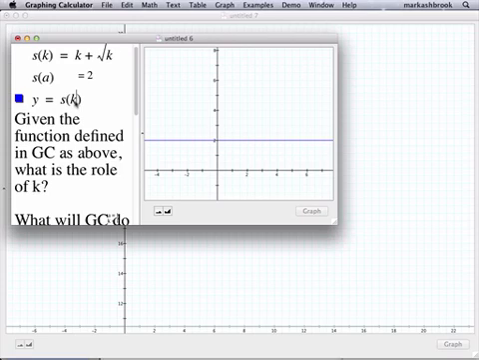Okay, so how are we going to graph this function? Change k to x.